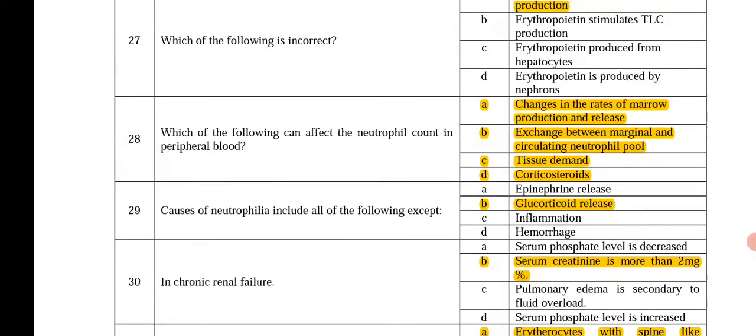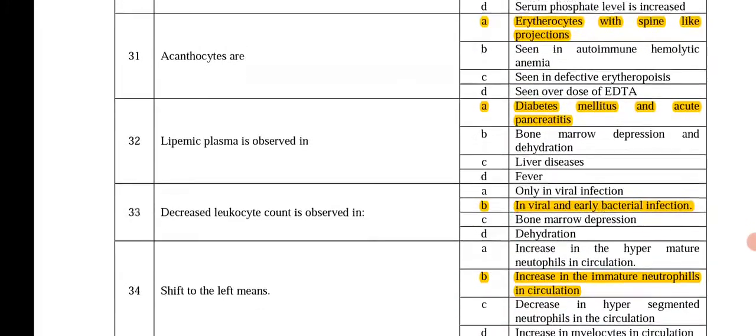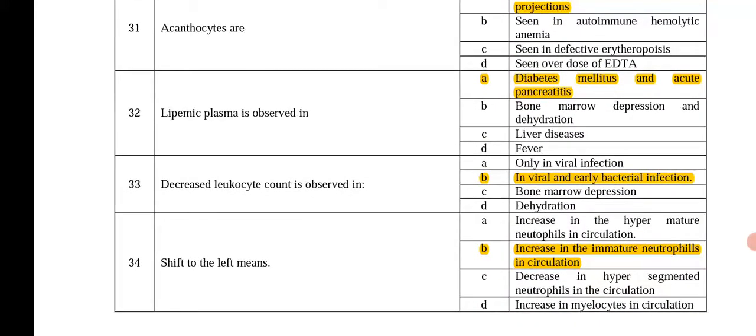These all can affect the neutrophil count in peripheral blood. Causes of neutrophilia include all of the following except glucocorticoid release. In chronic renal failure, serum creatinine is more than 2 mg%. Acanthocytes are erythrocytes with spine-like projections. Lipemic plasma is observed in diabetes mellitus and acute pancreatitis.